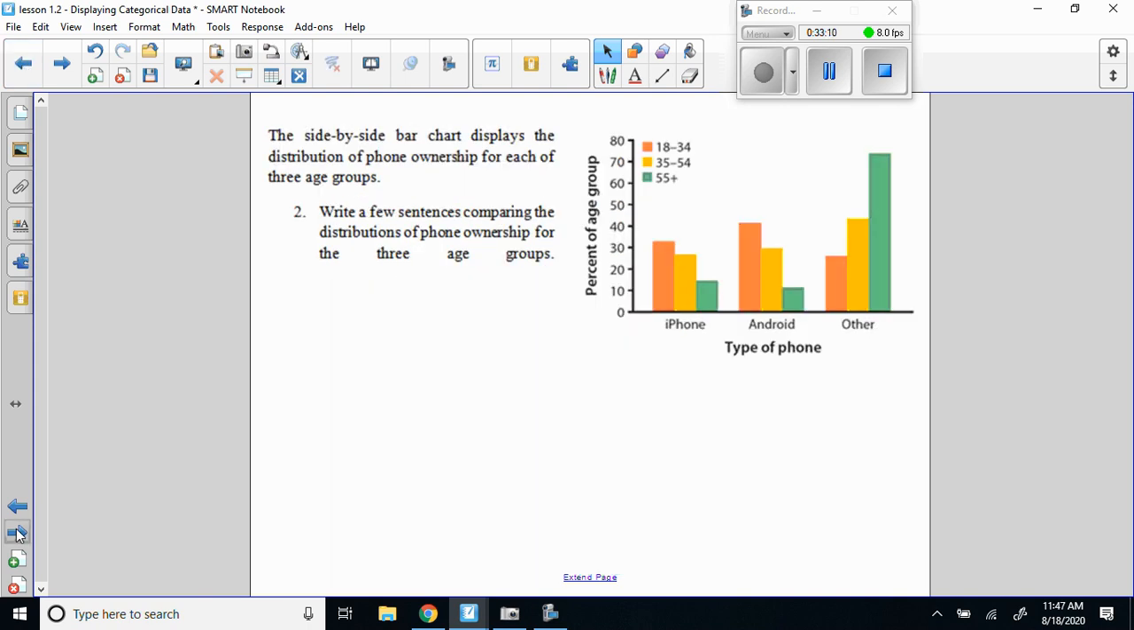If we did this, which broke it out by age group, it tells a little better story. Look at the age group that is 18 to 34. That's your orange. Without even looking at this, if I asked what is the most popular phone, or most used phone, for ages 18 to 34, what would you say? iPhone. Okay, not looking at that, just out of the blue, what do you think would be the most popular, iPhone, Android, or something else, for 18 to 34?